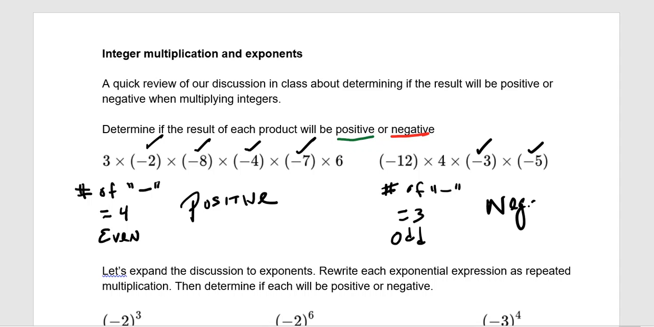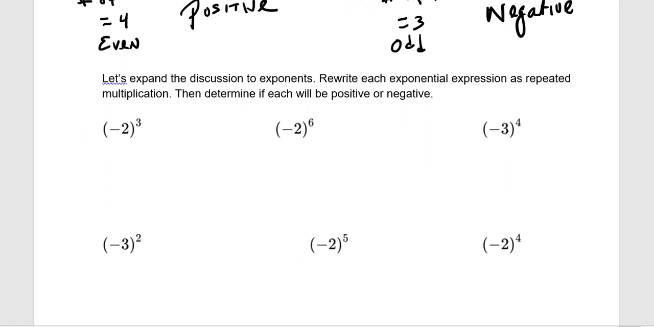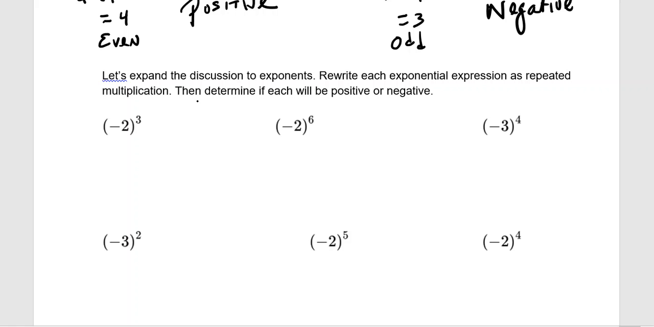because we know it boils down to an even amount of negatives being positive or an odd amount of negatives being negative. So that's a quick review. But now let's expand the discussion into exponents. I want to make sure I understand what this exponent right there means. It says to multiply three negative twos. Take this base and multiply 3 of them together. So what's that going to look like?